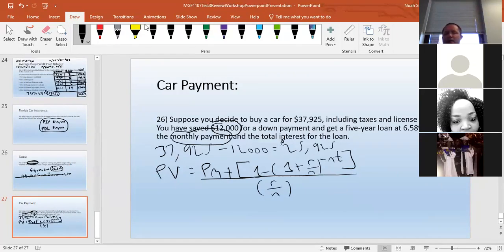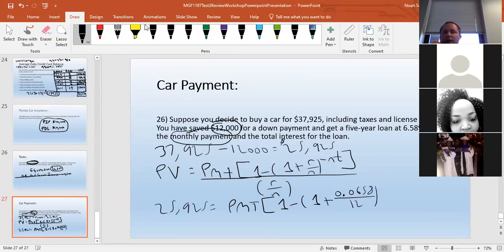formula that you'd use for the mortgage, the present value of an annuity, but in this case we have our PV to be $25,925. The payment is unknown. Bracket 1 minus parentheses 1 plus. Now the interest rate that they give us is 6.58%, which needs to be written as a decimal. That'd be 0.0658 over, and this is monthly, so this is 12 for the n raised to the negative 12 for n times 5-year loan. That would be 5 for t.